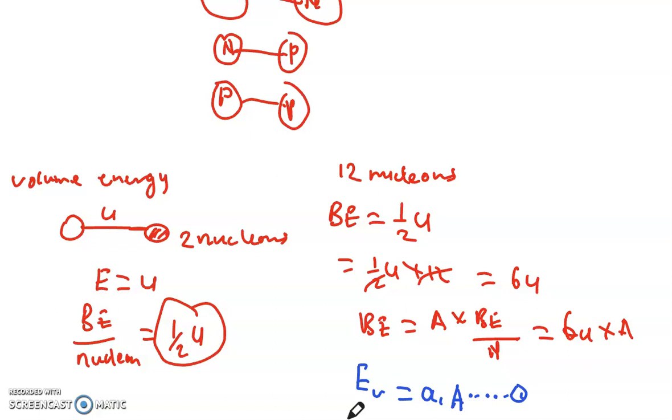Now in the next video, we will continue from here to show what will be the surface energy. If A1 multiplied by A is the volume energy, what would be the surface energy? Of course, for us to find surface energy, we will need to refer to surface area, and we know that surface area is nothing but 4 pi r squared. We'll continue in the next video.